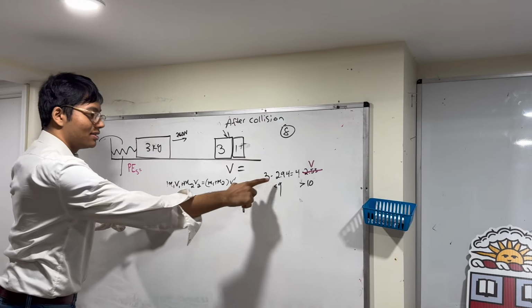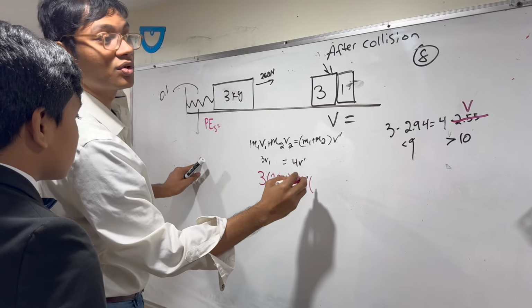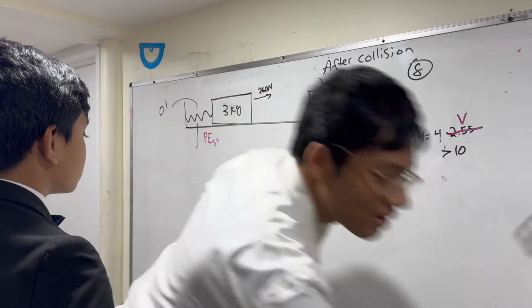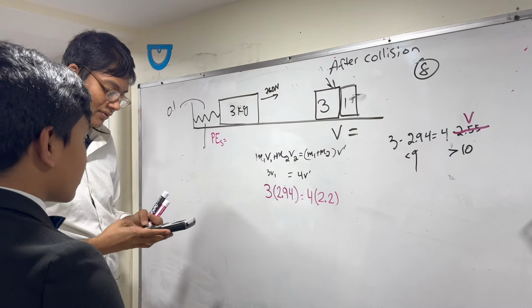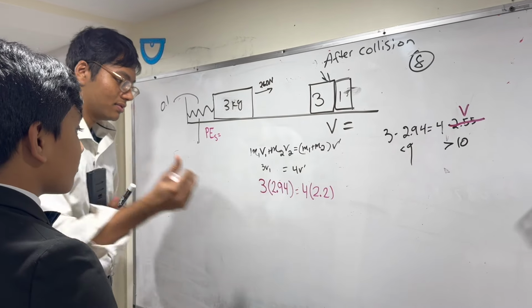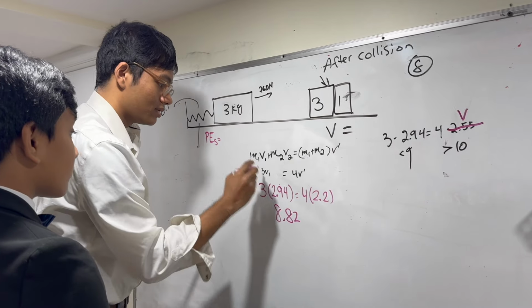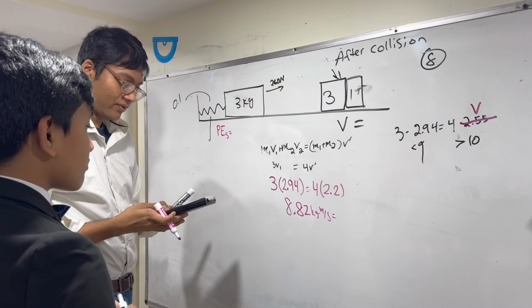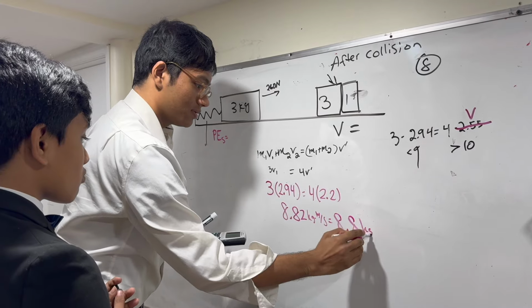Let's see. V1 is 2.94, and I found that V2 is 2.2. So now let's plug in the calculator. So 3 times 2.94 is 8.82. 4 times 2.2 is 8.8. Which is okay.